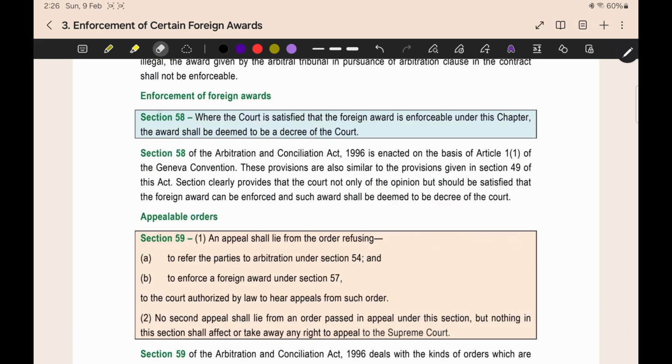The next section is section number 58, enforcement of foreign award. Where the foreign award is enforceable under this chapter, it shall be deemed to be a decree of the court. Same as the New York Convention, if the award is enforceable, it will be considered as a court order.